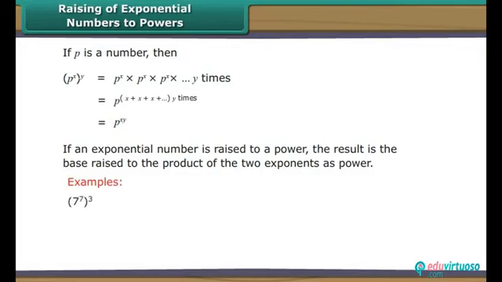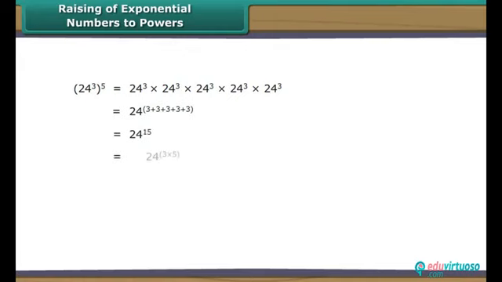7 raised to the power 7 raised to the power 3 is equal to 7 raised to the power 7 into 7 raised to the power 7 into 7 raised to the power 7, which is 7 raised to the power 21, which equals 7 raised to the power 7 into 3. Similarly, 24 raised to the power 3 raised to the power 5 is equal to 24 raised to the power 3 into 24 raised to the power 3 into 24 raised to the power 3 into 24 raised to the power 3 into 24 raised to the power 3, which equals 24 raised to the power 3 plus 3 plus 3 plus 3 plus 3, which is 24 raised to the power 15, which is equal to 24 raised to the power 3 into 5.